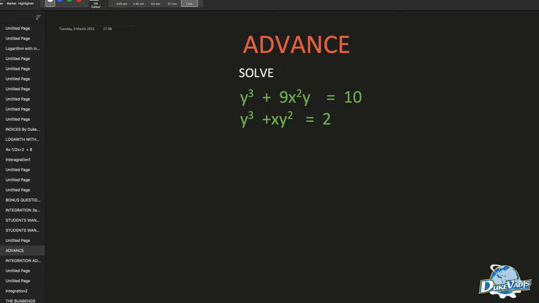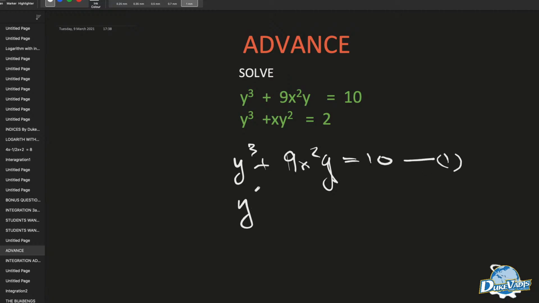Okay, somebody will say, why don't you make y cubed the subject? Maybe if we have y cubed plus 9x squared y is equal to 10 as equation 1, and y cubed plus xy squared to be equal to 2, that's equation 2. Then we substitute by maybe making the y cubed the subject. Well, it's not bad, but that will be more complicated, and it will make the matters worse.